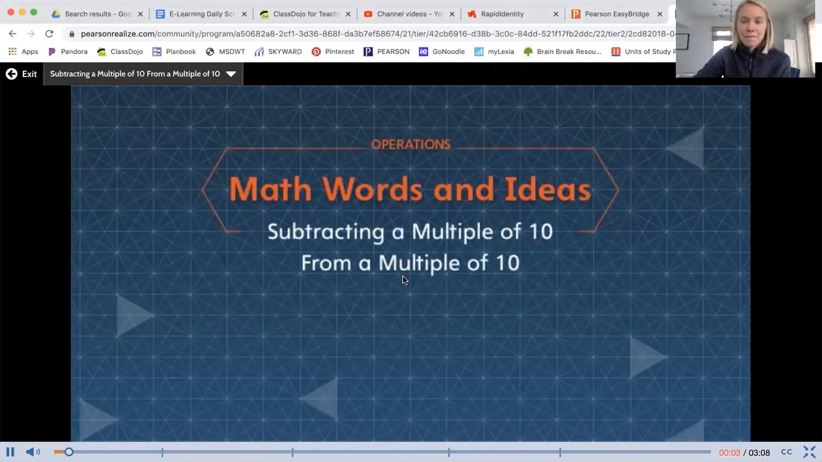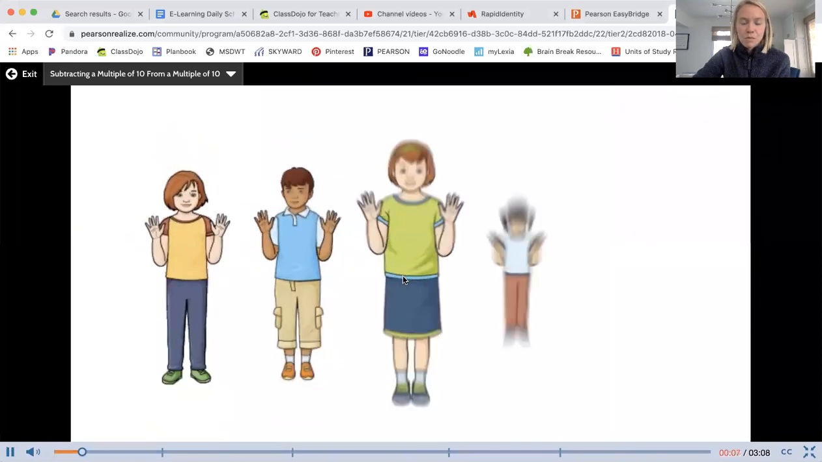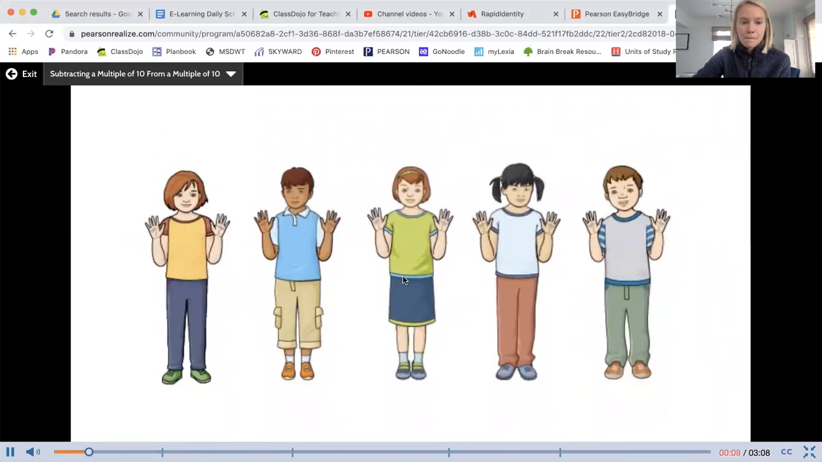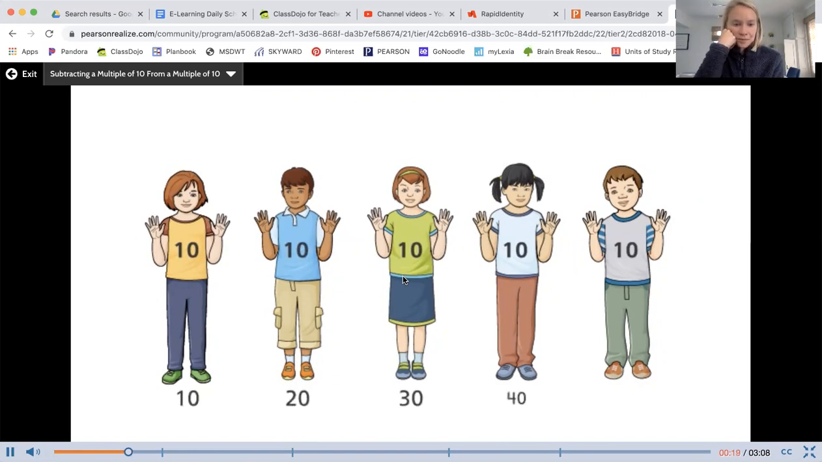Subtracting a multiple of 10 from a multiple of 10. My friends and I are solving problems about how many fingers. There are 5 students. Each student has 10 fingers. So we can count their fingers by tens. 10, 20, 30, 40, 50. 5 students have 50 fingers. What if one of the students takes away their 10 fingers? How many fingers will be left?